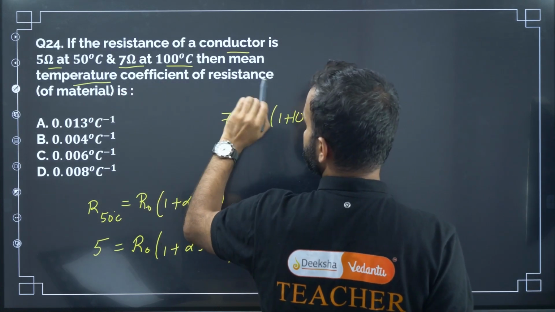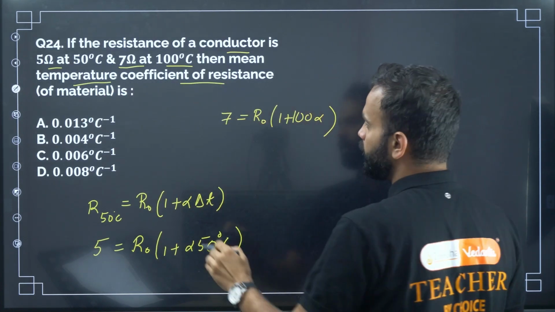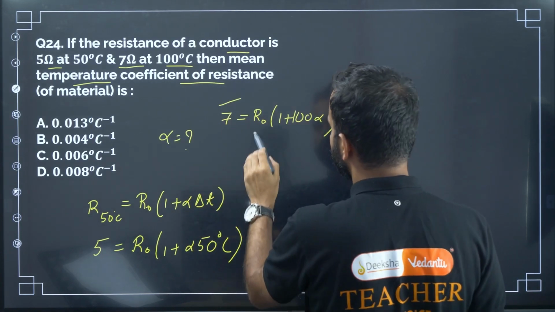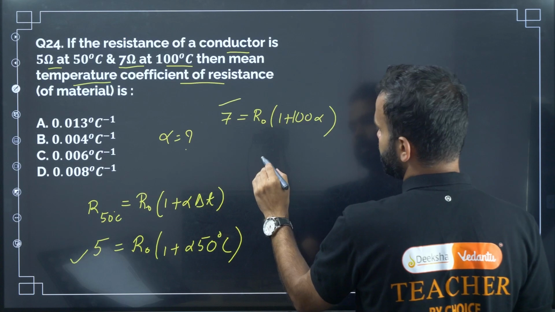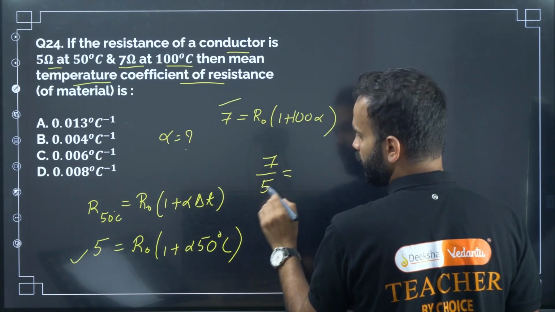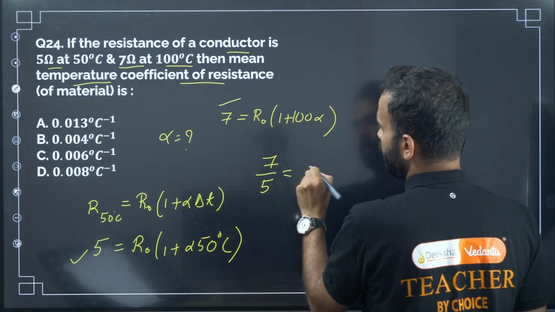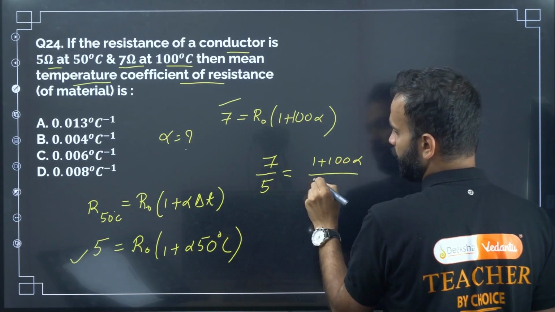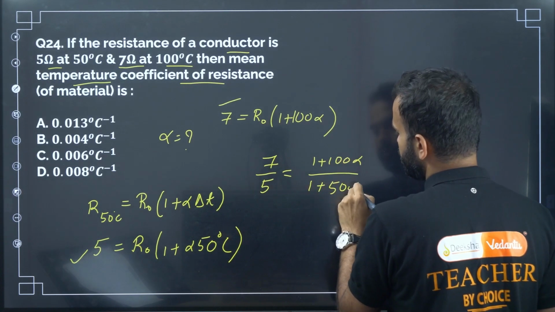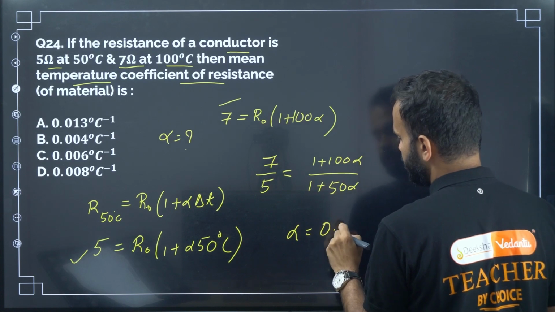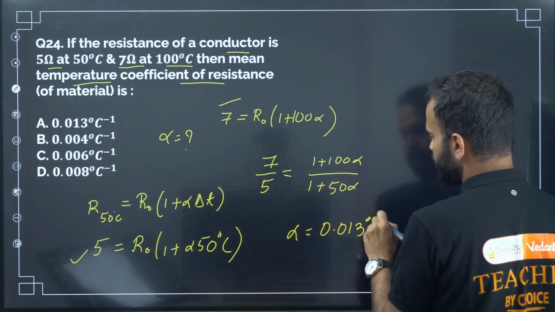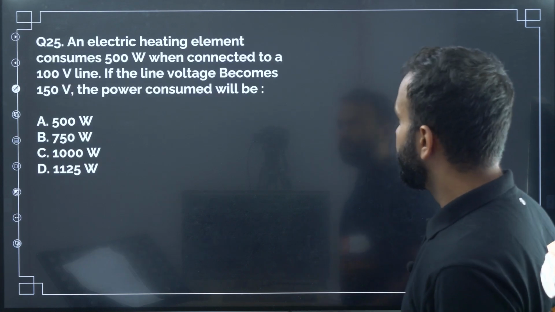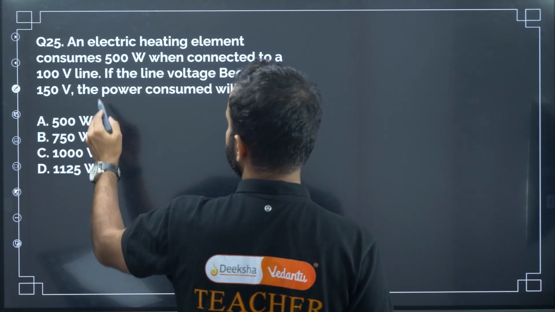Then mean temperature coefficient of resistance, that is, we need to find the value of alpha. So now divide this equation by this equation. 7 divided by 5 is equal to, R naught will get cancelled, so here 1 plus 100 alpha divided by 1 plus 50 alpha. Now solve this, you will get alpha equal to 0.013 per degree Celsius. So the correct option is A. Next question, question number 25.